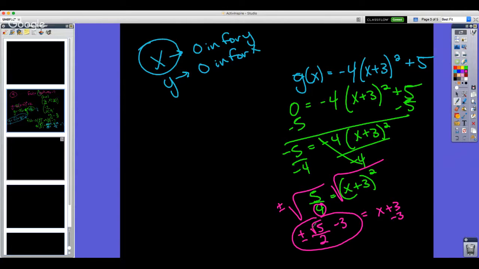Is the y-intercept pretty easy? That's the easy one where you just plug in 0, right? Plus 3, square it, multiply by negative 4, and add 5.